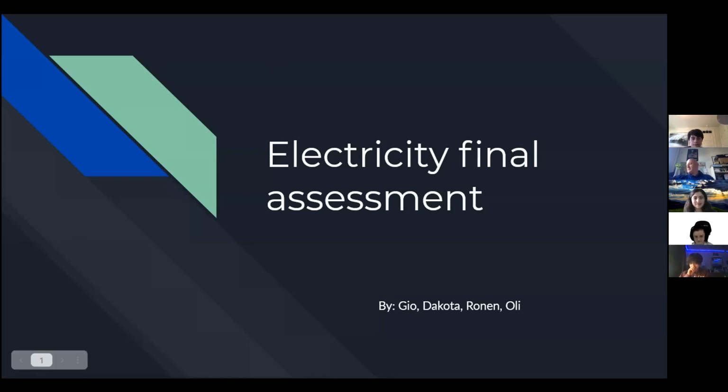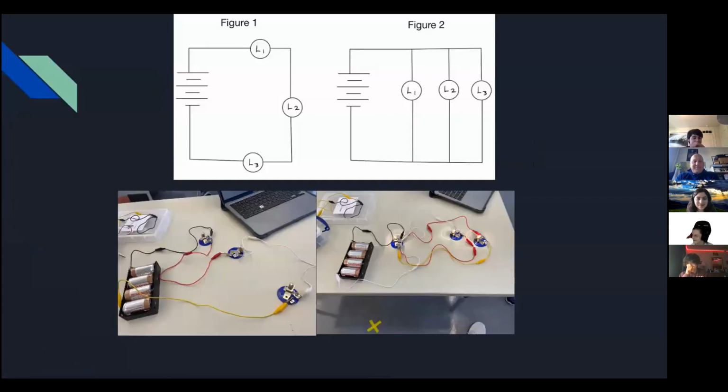Okay, so we're group one, me, Geo, Dakota, and Ollie. Okay. So these are our circuits. The left one is figure 1 and the right one is figure 2. And one thing I noticed is that they both have 4 batteries and 3 bulbs, but the one on the left is a lot dimmer than the one on the right. So yeah.